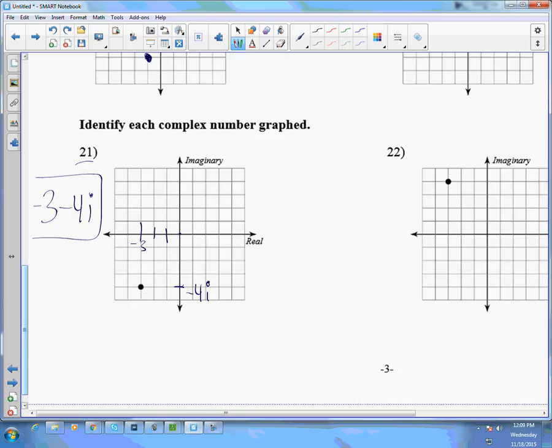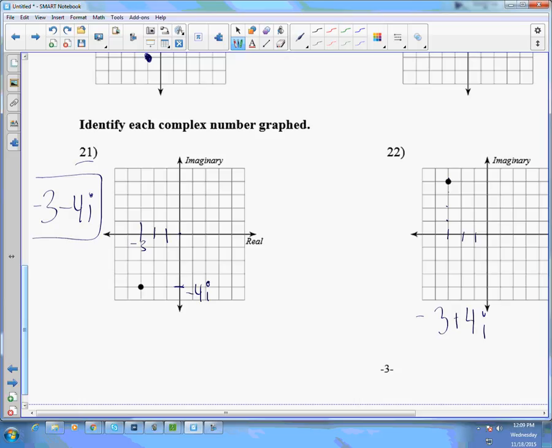Okay, how did we do? What do you get for 22? Negative 3, everybody said. You agree? I agree. So we move left, which is negative, and then we move up, which is plus 4. That's plus 4i, on the imaginary axis. Also, there's no comma. Don't put a comma. Okay, I think that's it for complex numbers. Any quick questions on complex numbers?